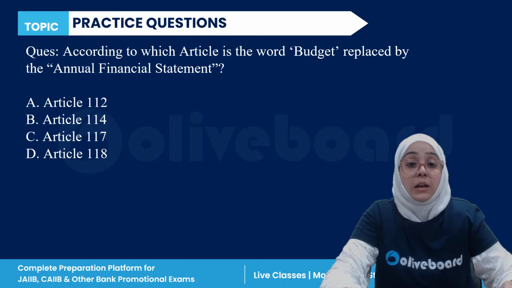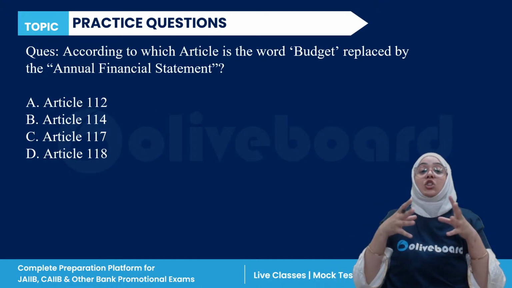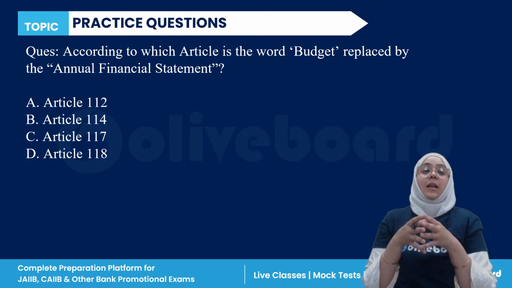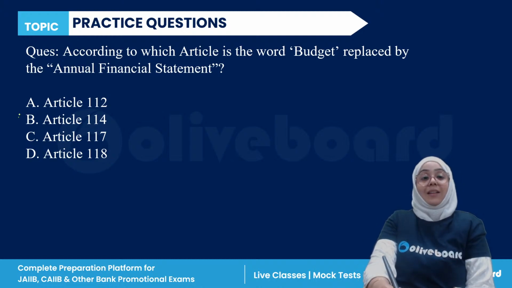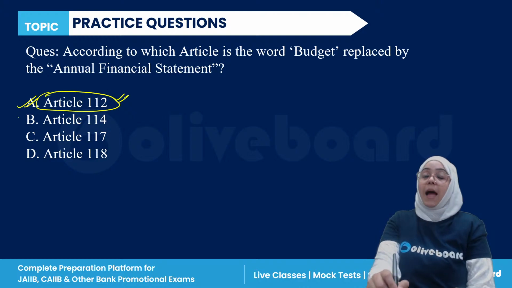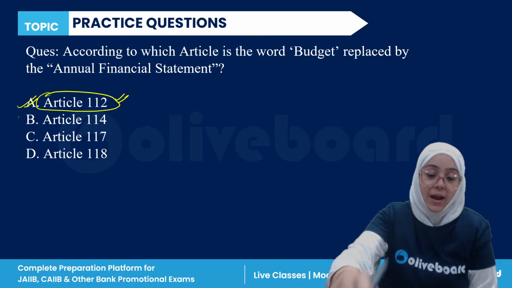Okay. Next, which article replaces the budget word with annual financial statement? Yes, according to Article 112, the budget word is replaced with the annual financial statement, right?